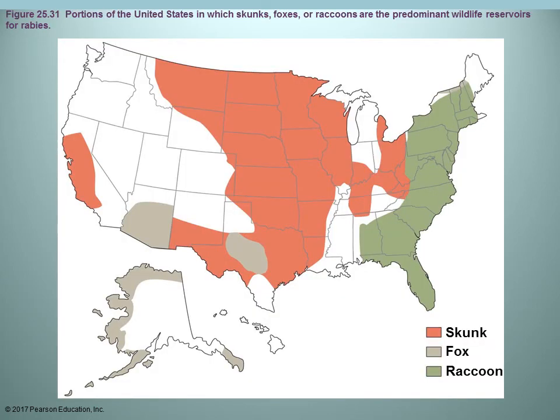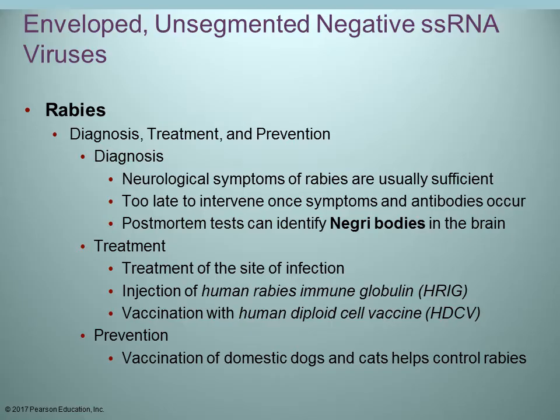This shows in the United States here for rabies what some of the wild animals are. Skunks, foxes, raccoons, squirrels have been known to have the rabies virus as well. I say most mammals can carry it. Usually some of the neurological symptoms are going to be enough to be able to diagnose it.